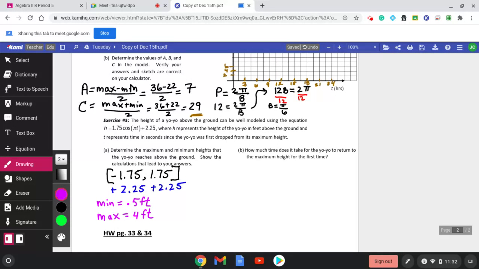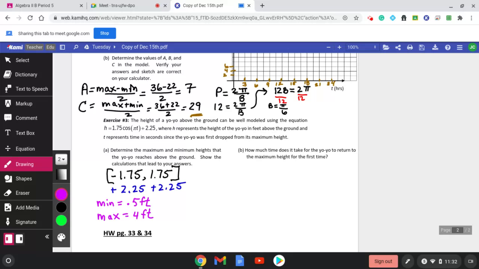And then how about part B? How much time does it take for the yo-yo to return to the max height? I don't see any vocabulary term in there. Like in part A, at least it said what's the max and the min. I don't see any vocabulary term. Anybody, and I don't want to call on anybody here, all right? Because this is our first day of doing this. Anybody know what it's asking us? Yo-yo to return to the max height.